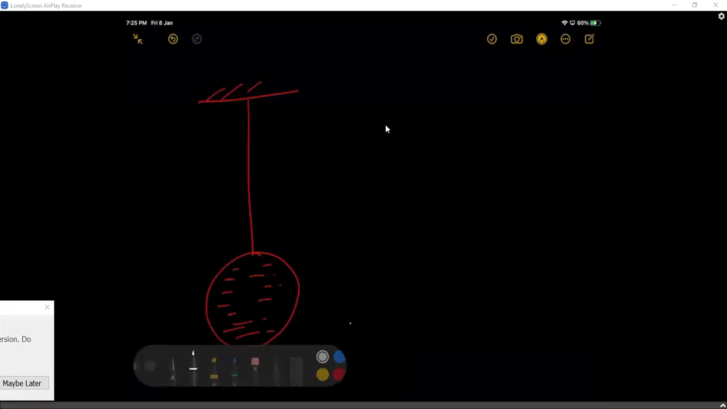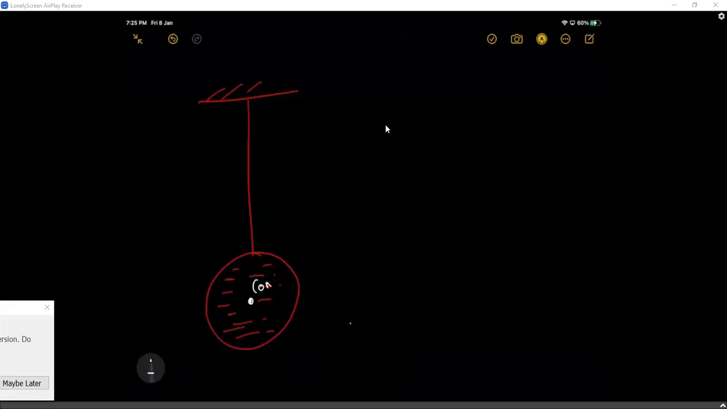This is quite a common question. When you have a pendulum filled with water, let me use a different color. Filled with water, the center of mass is here.